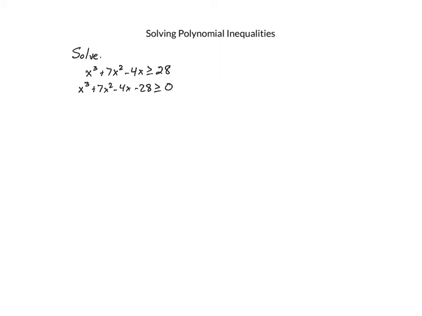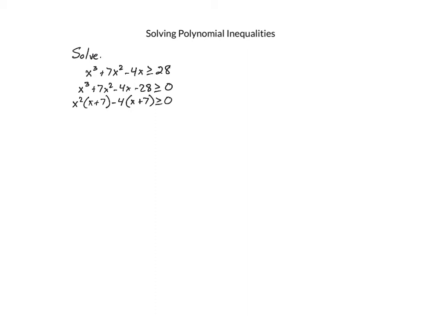Notice there's no common factor, but there are 4 terms, so I'm going to factor by grouping. I'm going to take out my x squared from the first 2 terms, and I'm going to take out a negative 4 from my second 2 terms.